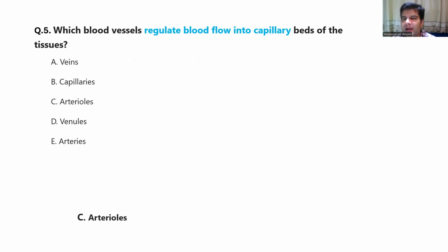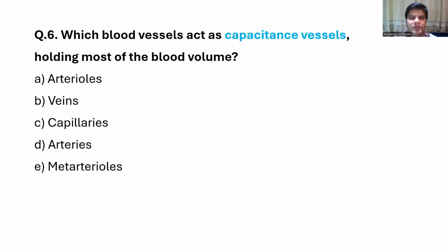So by changing their diameter, by their constriction and dilation, they can control the volume of blood that's flowing through the blood vessels or capillaries in the tissues. Which blood vessels act as capacitance vessels holding most of the blood volume? Options are arterioles, veins, capillaries, arteries, metarterioles.